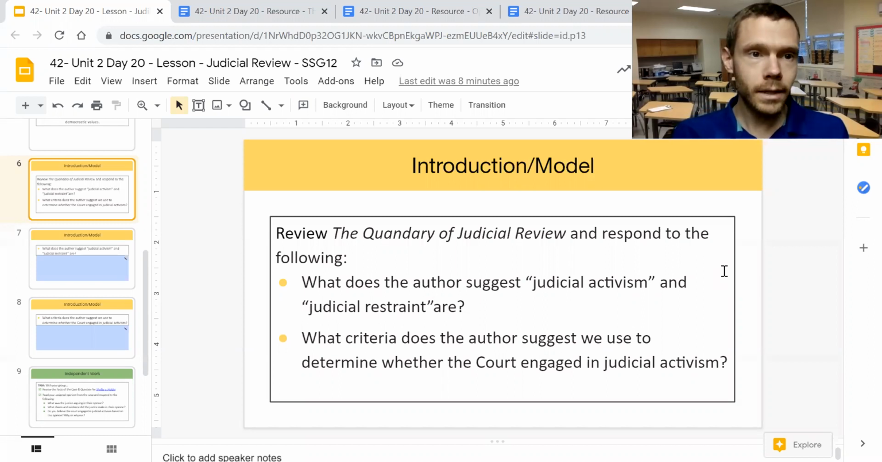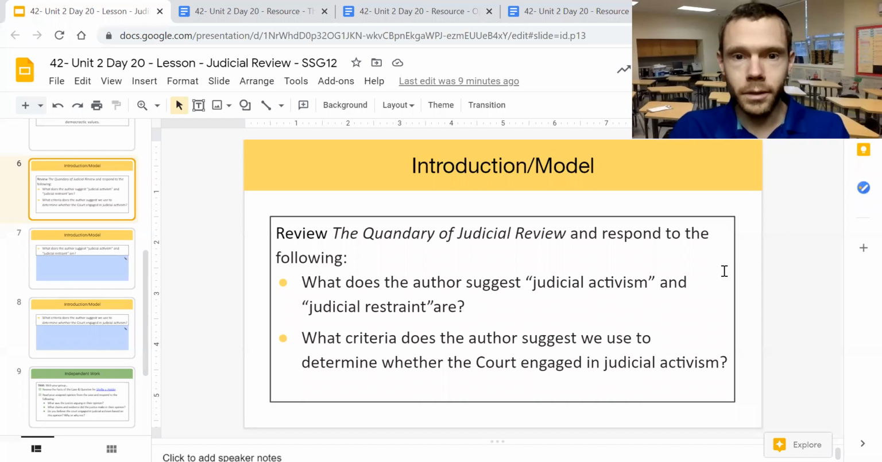About to look at day 20 of Unit 2, looking at the lesson on judicial review. And this video will focus specifically on the independent work of the lesson, where students will look at the majority opinion and the dissenting opinion in the Supreme Court of the United States case, Shelby versus Holder, 2013.